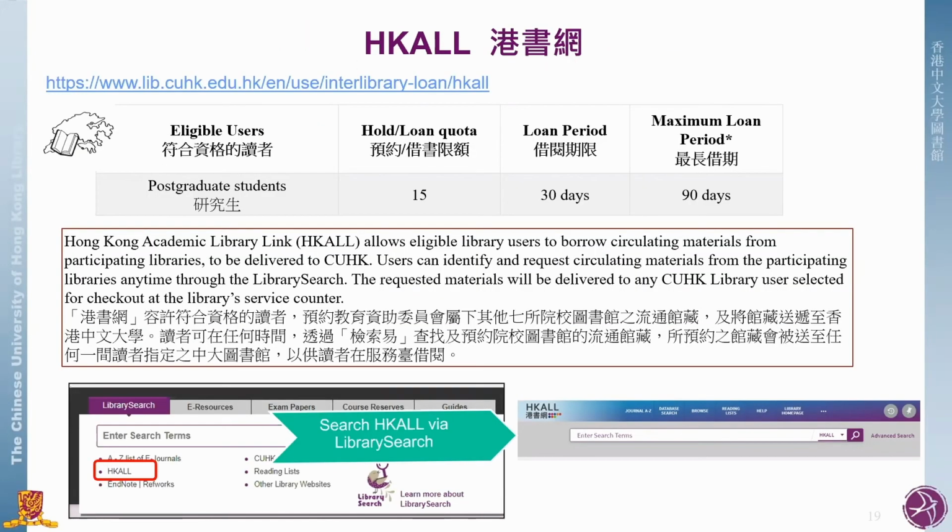Hong Kong Academic Library Link, Hong Kong ORL, allows users to borrow circulating materials from other Hong Kong libraries. Books that are not available in the CUHK library, either because we do not have the items or due to items being checked out, but are available in another Hong Kong ORL library, may be requested. Here is the loan quota and period for postgraduates. The ready for pickup items will be held at the requested service counter for 5 calendar days after formal notification. Requesters may check the last pickup dates using My Library Record.